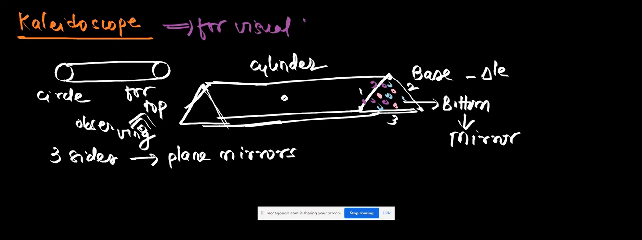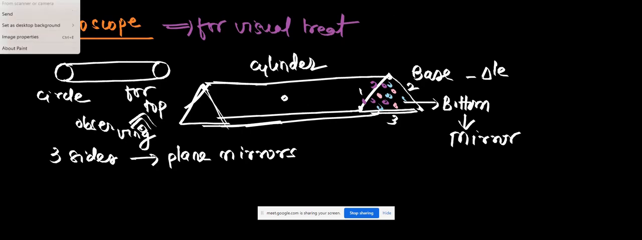Seeing it, we will feel happy. Okay, so that's the use of kaleidoscope. And in this kaleidoscope also, what are we using? We are using the plane mirrors.